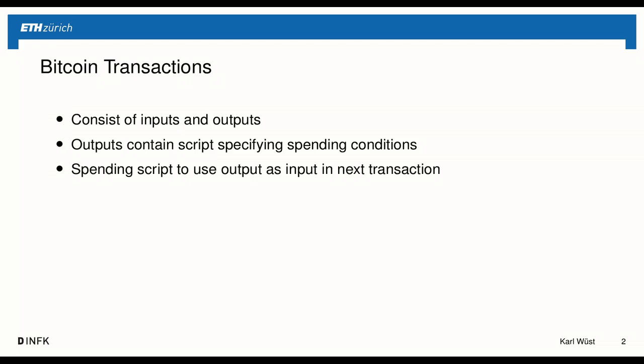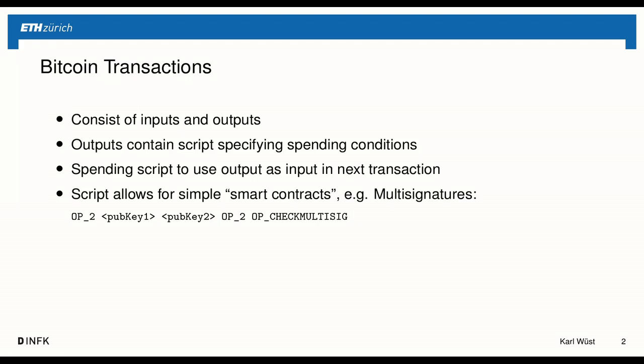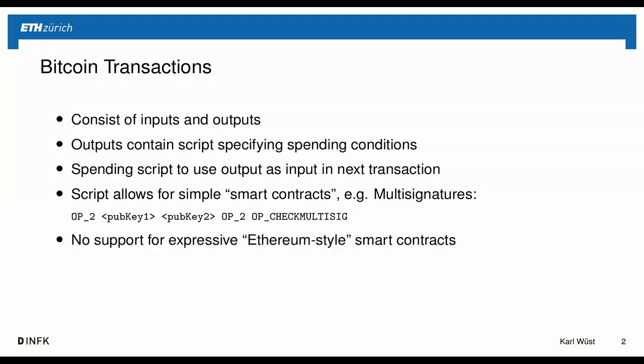These scripts allow for very simple smart contracts, for example, checking a multi-signature. In this example here, spending the new output with this script would require signatures from two keys corresponding to pubkey 1 and pubkey 2. However, the scripting language is not Turing complete, and because of that, it cannot encode arbitrary business logic. This is in contrast to systems like Ethereum, which is usually what people refer to when talking about smart contracts. So usually we expect that a smart contract can encode anything that we want, essentially.